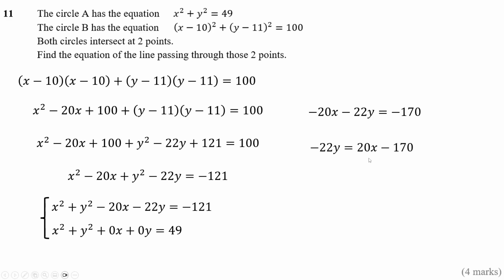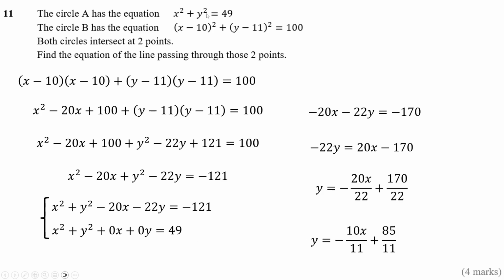For some reason I've written this out twice. Oh no, never mind, I've just added 20x to both sides, and then divide by minus 22 on both sides to get this. And you can just simplify this, obviously. And this is the equation of the circle. Sorry, not of the circle, of the line. I don't know why I said circle.